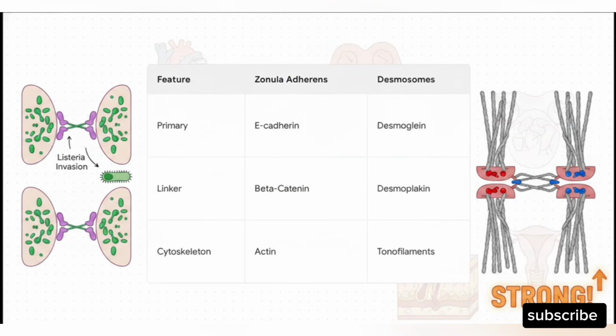Let's compare the 2 big adhesion junctions side by side, zonula adherens and desmosomes. For zonula adherens, the primary bridging protein is E-cadherin, which links via beta-catenin all the way down to actin. Listeria, we just talked about it. Well, Listeria's internalins specifically recognize and target this exact E-cadherin to invade our cells. On the flip side, desmosomes use desmoglein and desmocollin as their primary proteins, linked via desmoplakin to tonofilaments, which are very strong intermediate filaments. Because of this incredibly robust structure, desmosomes are super strong and highly abundant in tissues facing high mechanical stress, like your heart, your skin, and the uterine cervix.